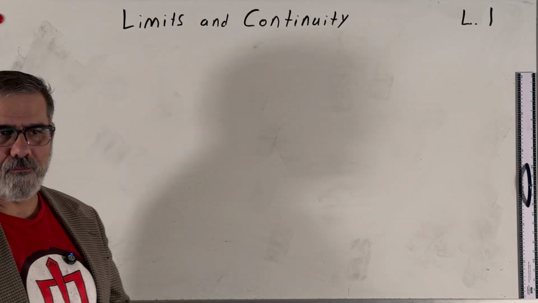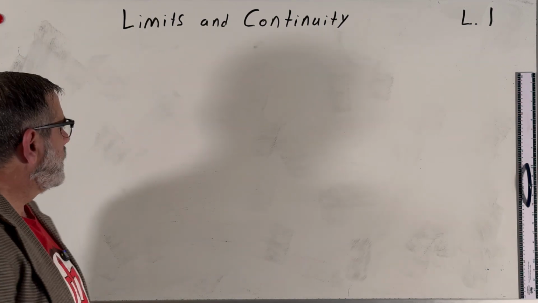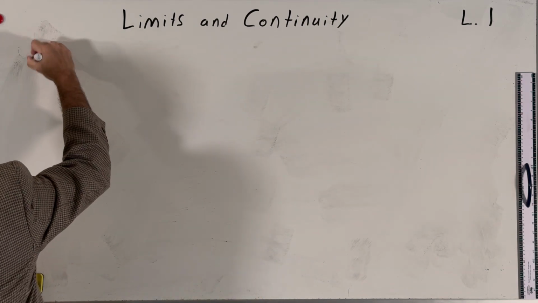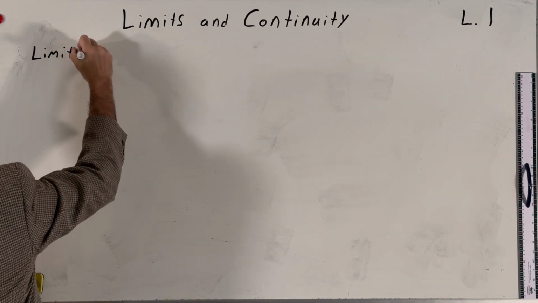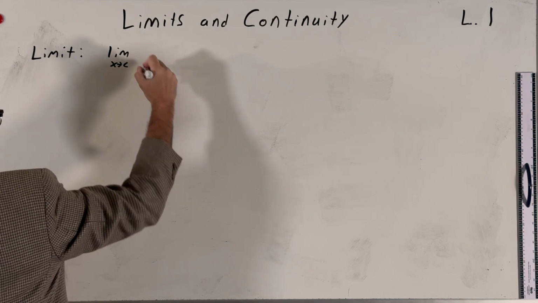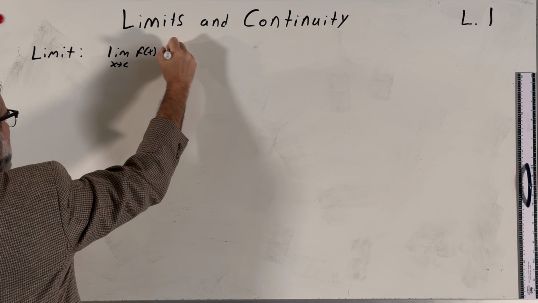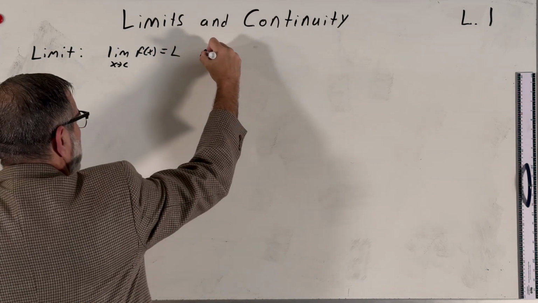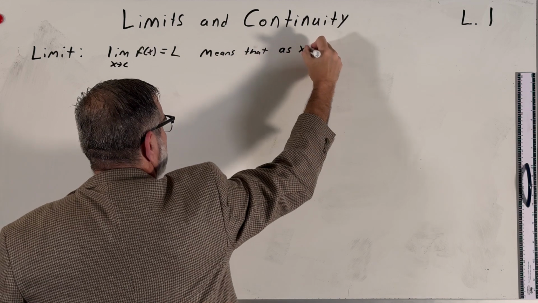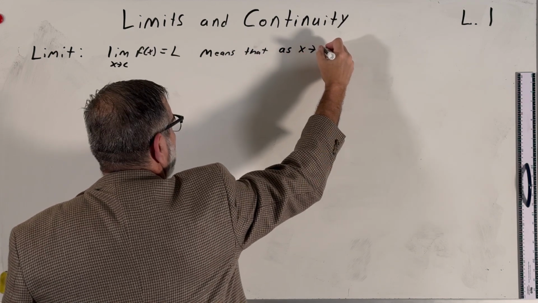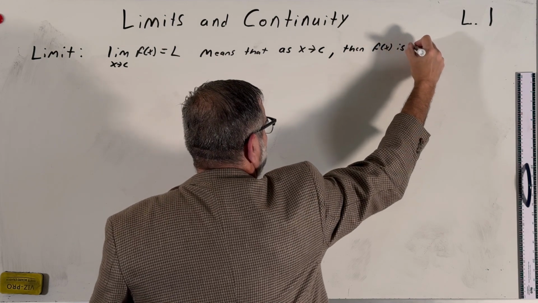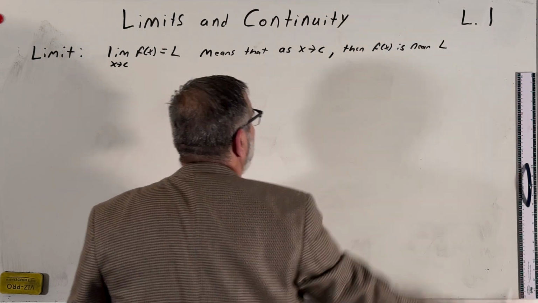So we can actually come up with a definition for a limit. This will be a kind of hand-wavy definition, so an imprecise definition. Call it limit. And we'll say that the limit as x approaches c of f of x being equal to some value L means that as x approaches c, then f of x is near L.